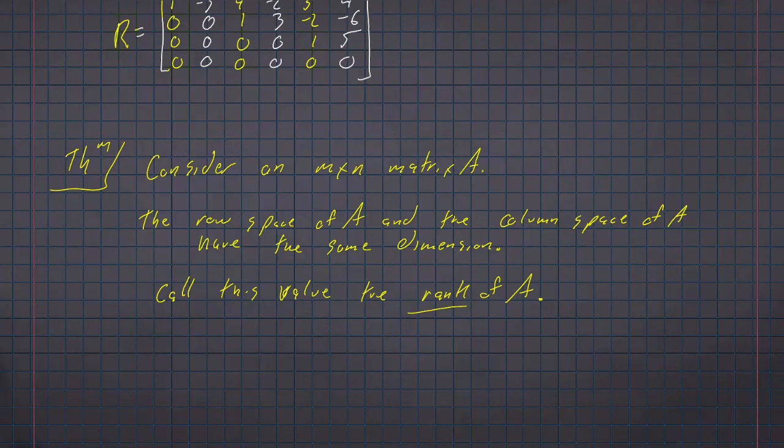Since there's the same number of leading ones no matter which way you are looking at things, and since row echelon form tells us that a leading one must be unique in a row and unique in a column, then these things have to have the same number of vectors in each basis, so they have the same dimension. We will call that dimension the rank of A, and literally write it as rank of A.